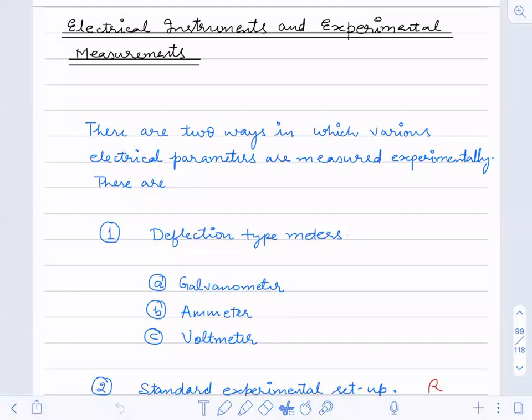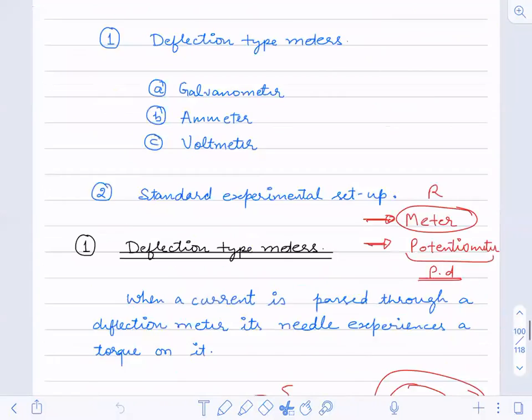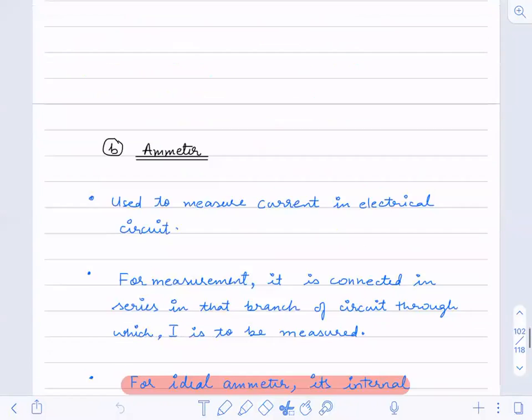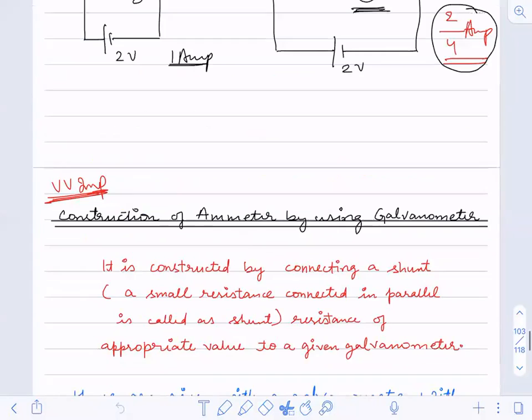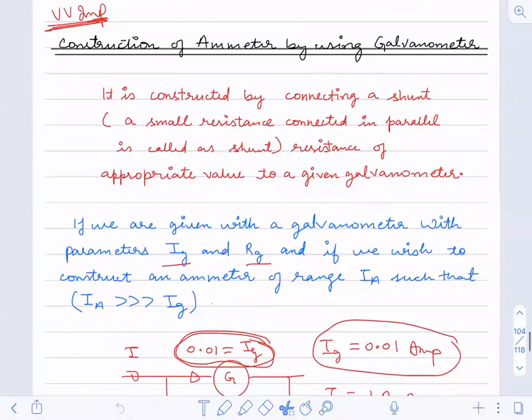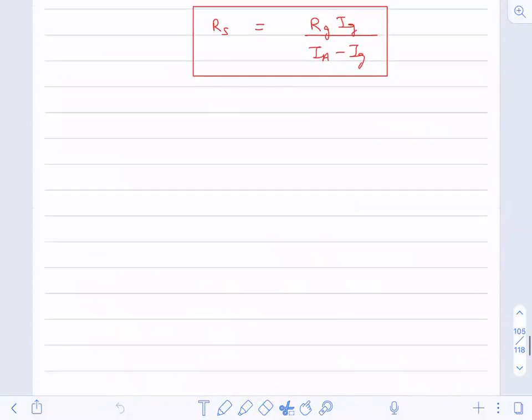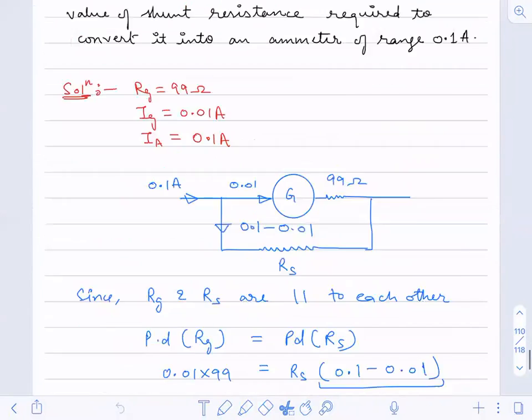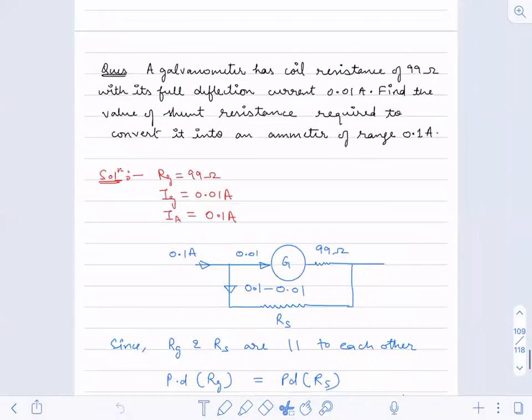Okay, students. So yesterday we had done the galvanometer and ammeter, and we have also seen how you can convert this galvanometer into an ammeter. So construction of ammeter by using galvanometer, this also we have seen. And we did one problem on this. Yeah, this problem we had done.